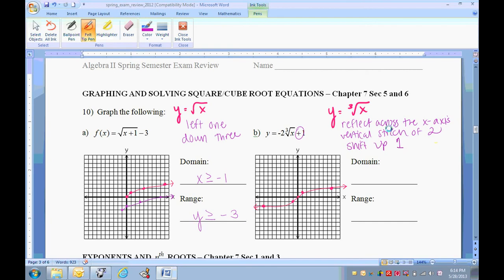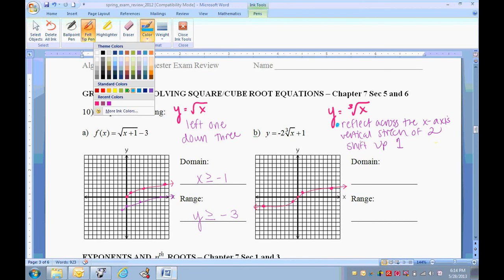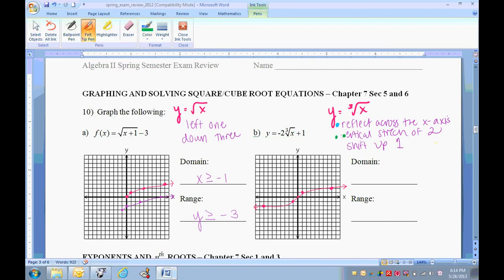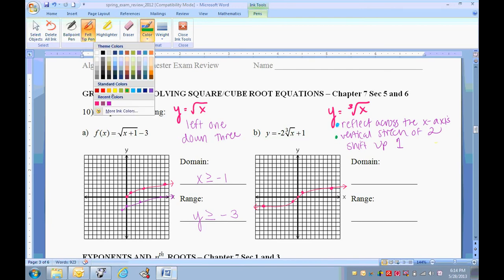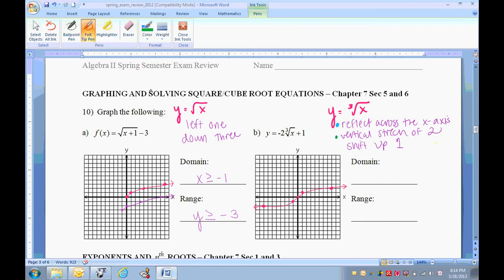So let's go ahead and apply those transformations. First, I'm going to reflect all of my points. So this one across the x-axis. So this one is up 2, so I'm going to bring it down 2. And let's go ahead and assign each one a color. I'll do my reflection in blue. I'll do my vertical stretch in green. And then my final graph, which I'll shift up, will be in purple.